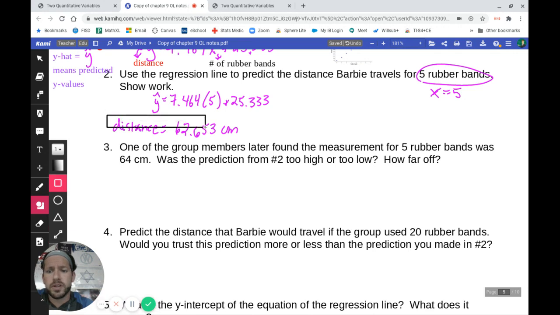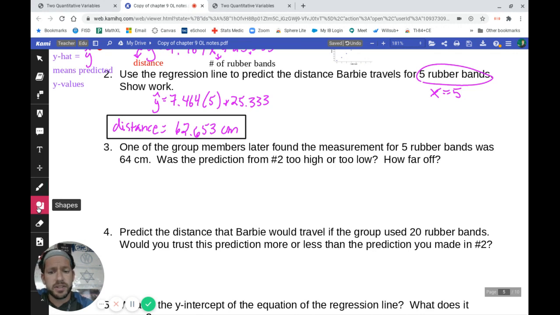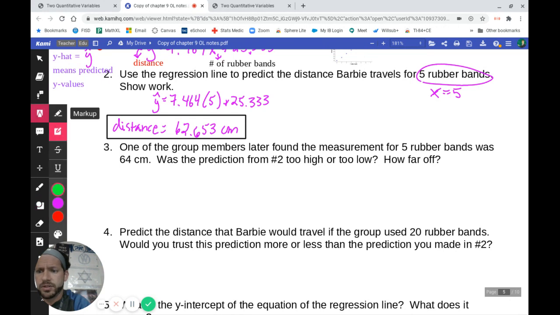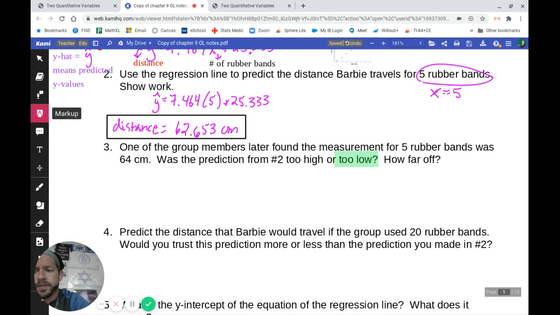So one of the groups later found the measurement for 5 rubber bands was 64 centimeters. Good job, pretty close. Was that prediction from number 2, the prediction that we had right above of 62.653, too high, too low, and how far off was it? So it looks like our prediction of 62 was, in fact, too low. Just a bit too low, though, not too far. It was too low.